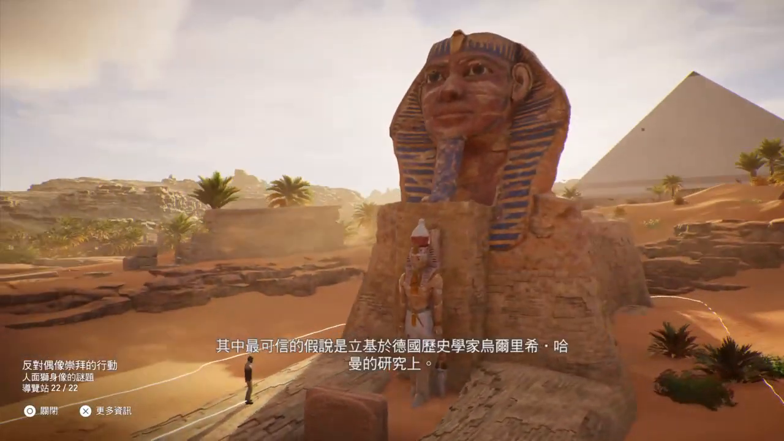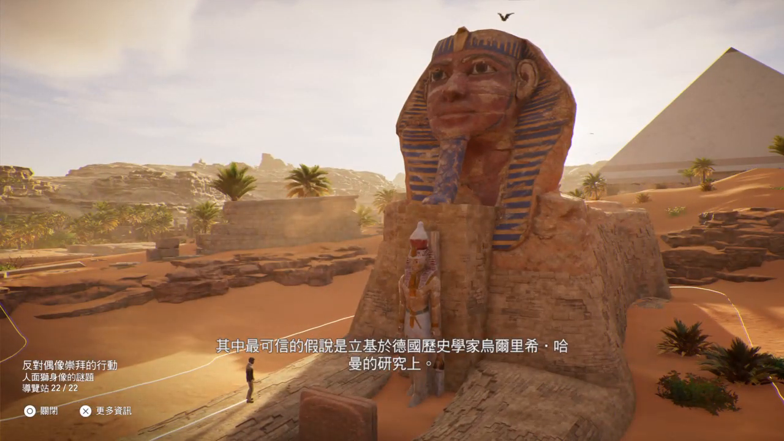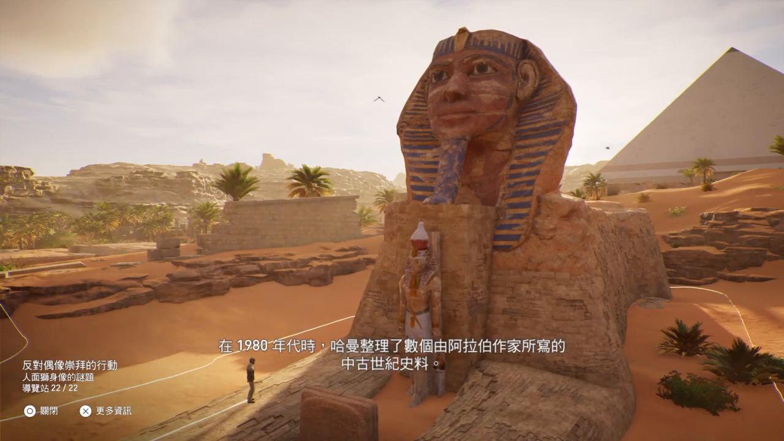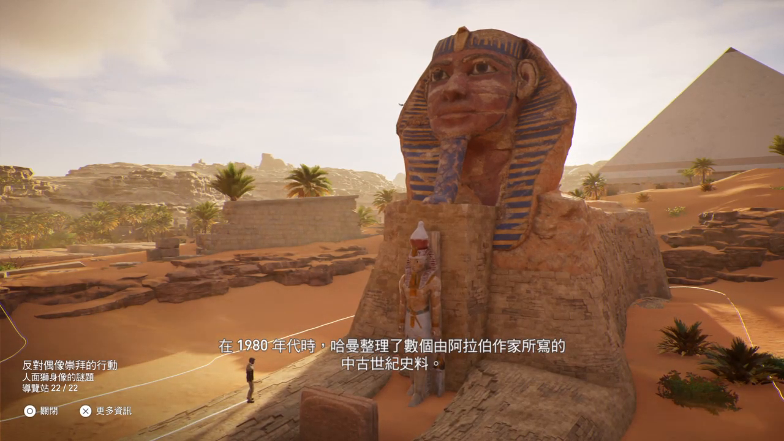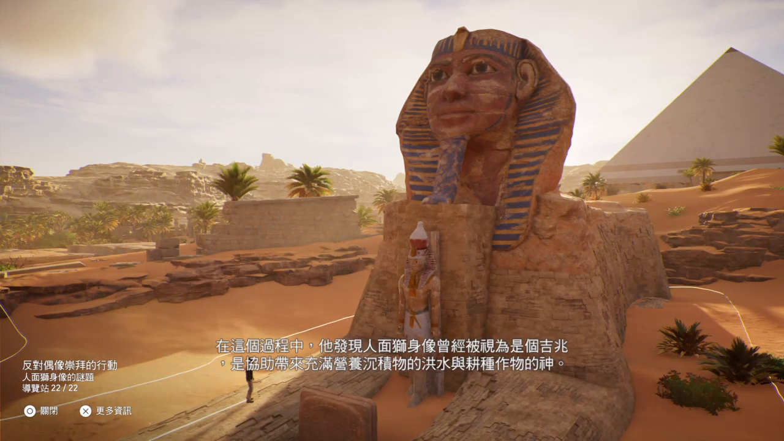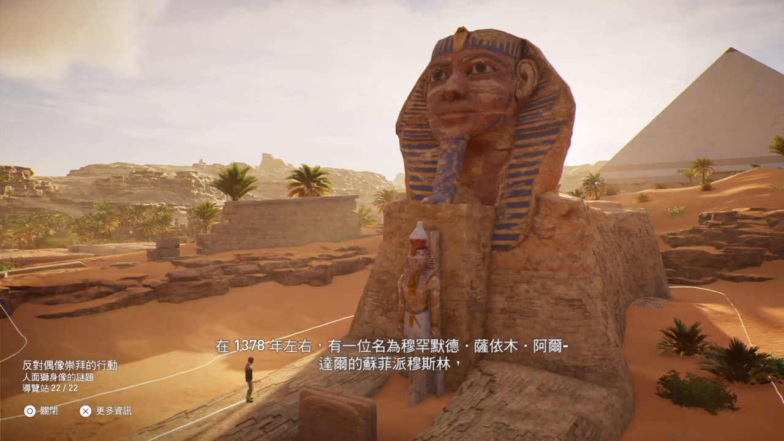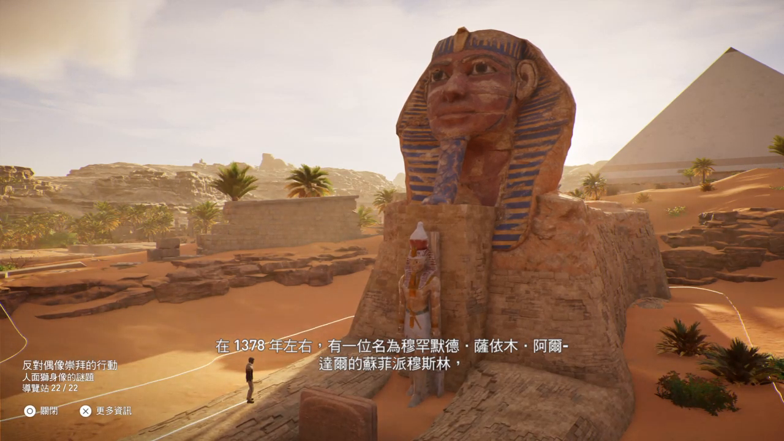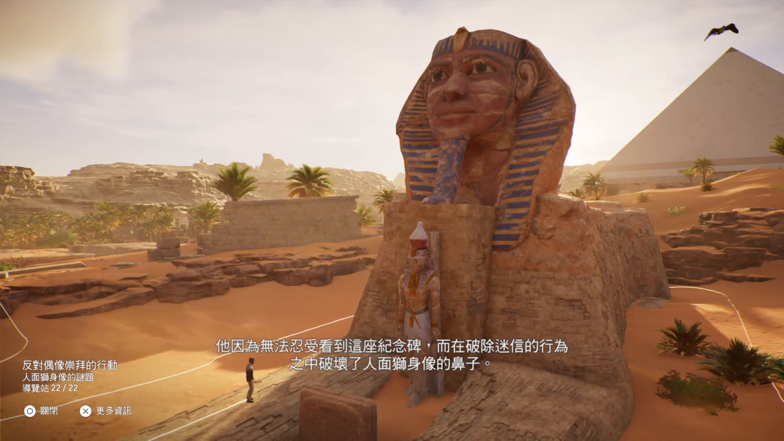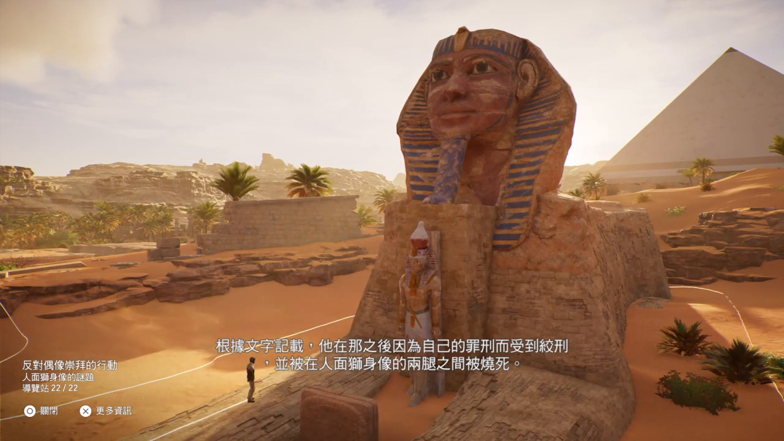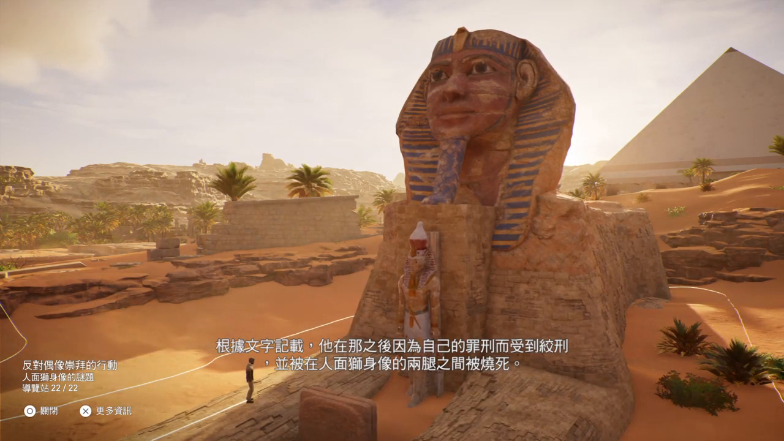The most plausible hypothesis is based on the research of the German historian Ulrich Harman. During the 1980s, Harman compiled medieval sources written by Arab authors. In doing so, he discovered that the Sphinx was once perceived as a favorable omen, a deity supporting sediment-nurturing floods and crops. Around 1378, a Sufi by the name of Muhammad Sa'im al-Dar could not stand this vision of the monument, and in an iconoclastic act, broke the nose of the Sphinx. According to the texts, he was then hanged and burned between the legs of the Sphinx for his crime.